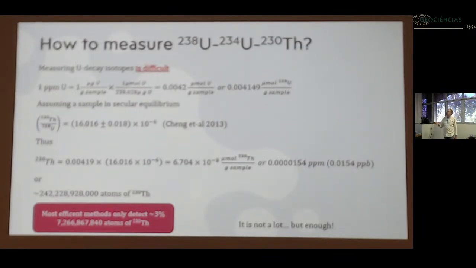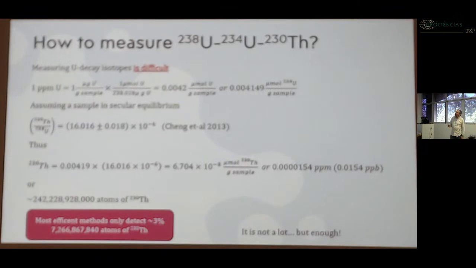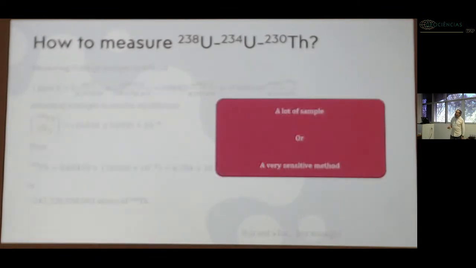And this is under ideal conditions. If you have, let's say, 50 ppb of uranium in your samples, divide this by 20, and if your sample is a Holocene sample, then divide this further by 10. So the amount of thorium-230 that you can measure becomes less and less. Basically, you need either a lot of sample or a very sensitive method.